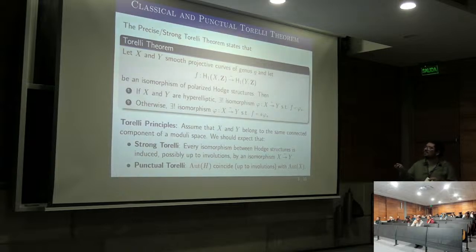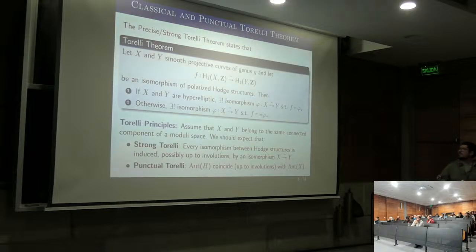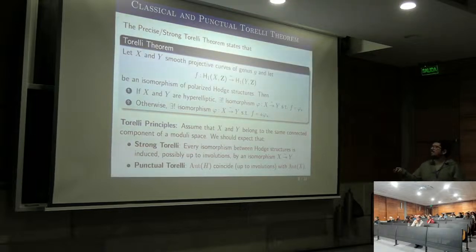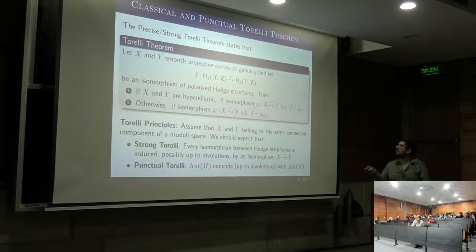So if the curves are hyperelliptic, then this isomorphism comes from a geometric one, a geometric isomorphism. And if not, then there is an isomorphism, but up to a sign, you obtain the original one. So this is the precise form of the Torelli theorem.